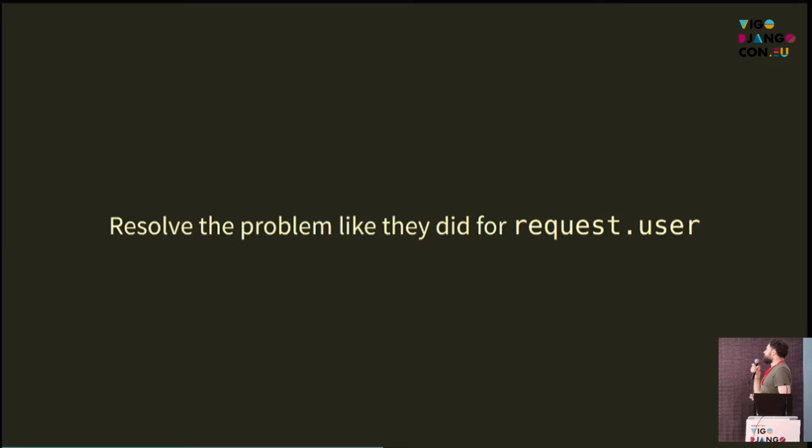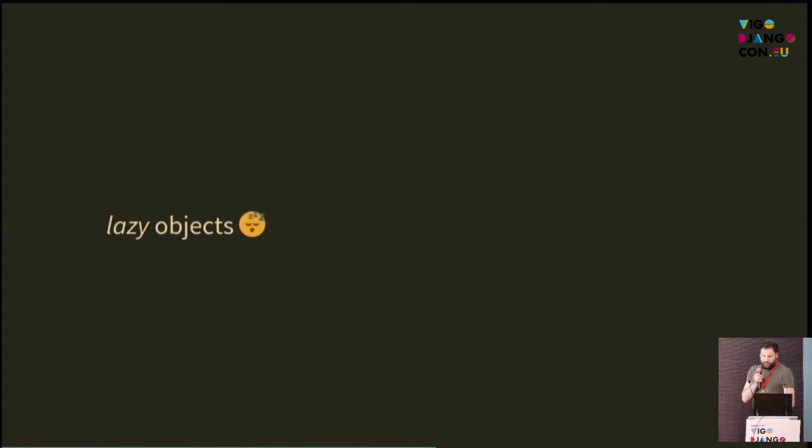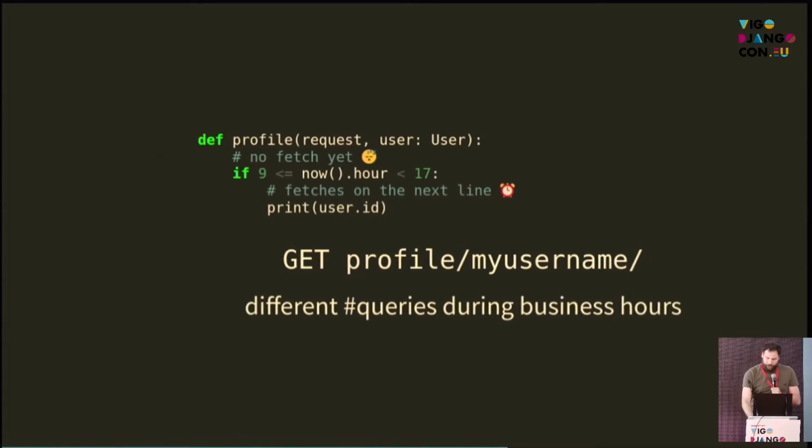But we can resolve that problem. How? Exactly the same way they did it with request.user. They don't fetch the user every time, they only fetch it when it's needed. And how do they do that? With lazy objects. We can adapt the path converter quite easily to a simple lazy object. That's an object that promises to fetch the user, but it does not do that unless you need an attribute for it. For example, if you need to call str on it, then it will fetch the object. Or if you need to use the email address, then it will fetch it as well.